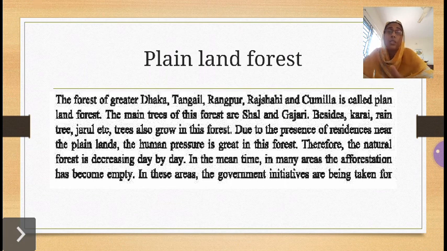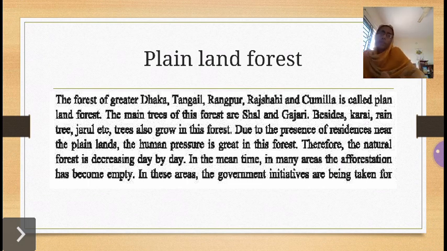But it doesn't mean that this forest starts from Dhaka and just ends in Rajshahi or in Kumilla. No, it's a scattered forest, and all types of scattered forest together we can call plainland forest. And you may also know that the Dhaka-Tangail forest is called Madhupur Bhawal forest. Okay, so these are plainland forests.